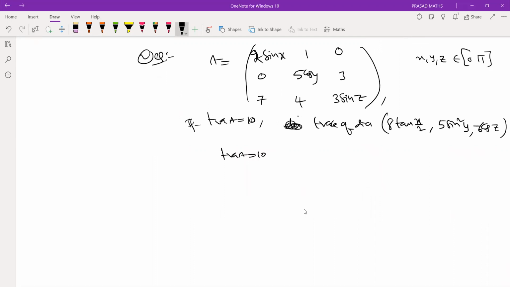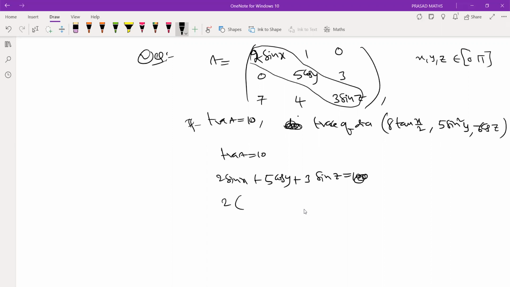What is the sum of the diagonal elements? That means 2 sin x plus 5 cos y plus 3 sin z is equal to 10. Tell me, what is the implication? This can be rewritten, with 10 written as 2 plus 5 plus 3. So 2 common, 1 minus sin x; here 5 common, 1 minus cos y; here 3 common, 1 minus sin z, equals 0.